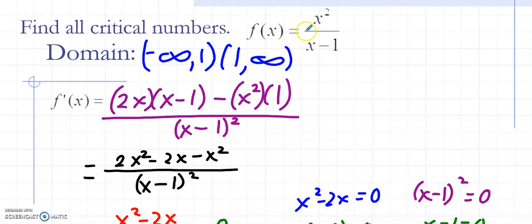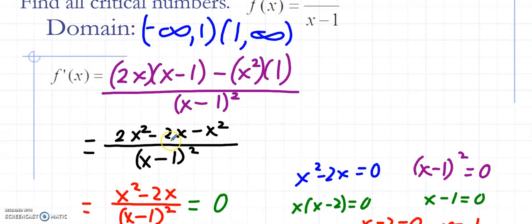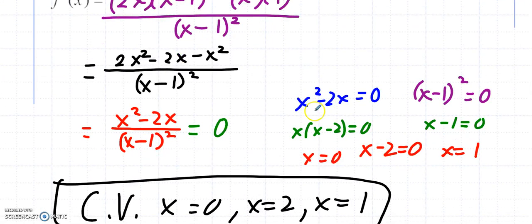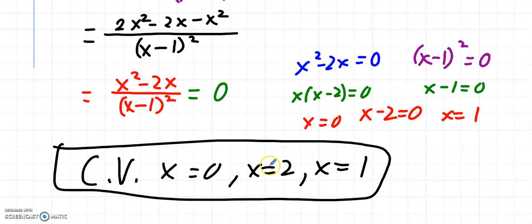So here we should end up with the domain being negative infinity to 1, 1 to infinity. Do the derivative. I did the quotient rule, so bottom times the derivative of the top minus the top times the derivative of the bottom, over the bottom squared. Simplify a little bit. But then to find our critical values, remember we set the numerator and denominator equal to 0 separately. I did that over here off to the side. I factor, and I get x equals 0, x minus 2 equals 0, and x minus 1 equals 0. So I end up with x equals 0, x equals 2, and x equals 1.